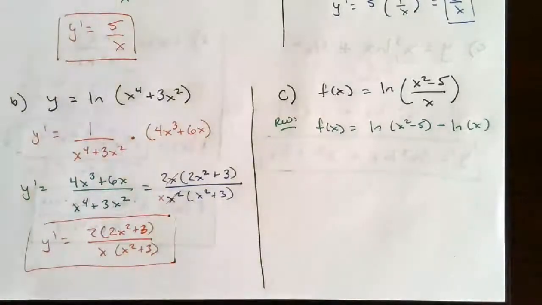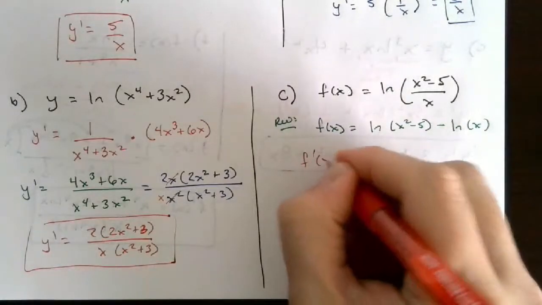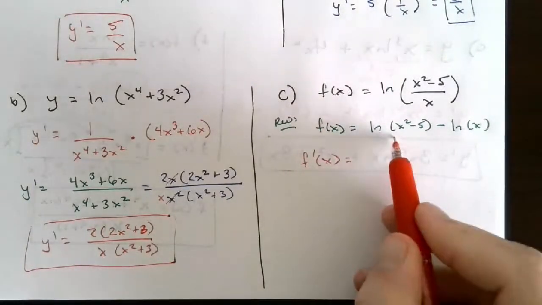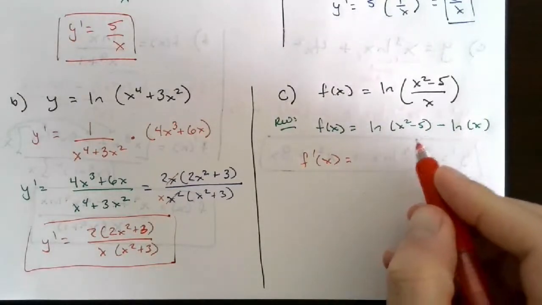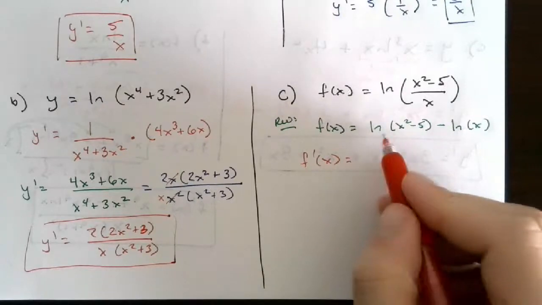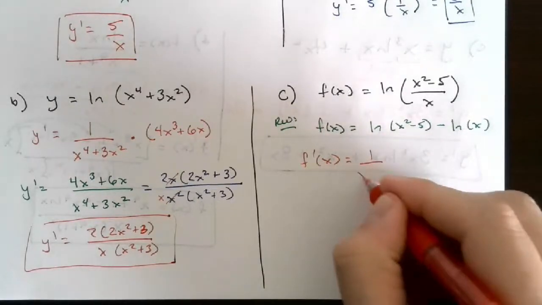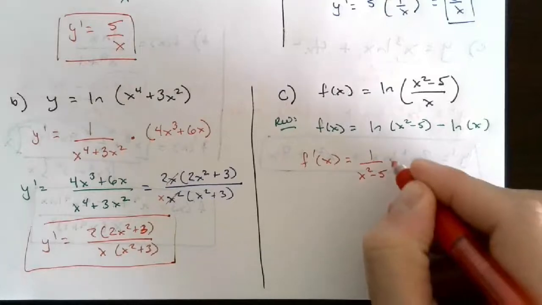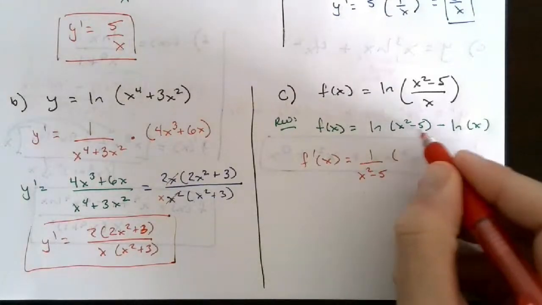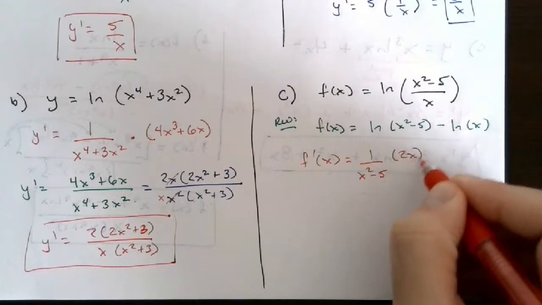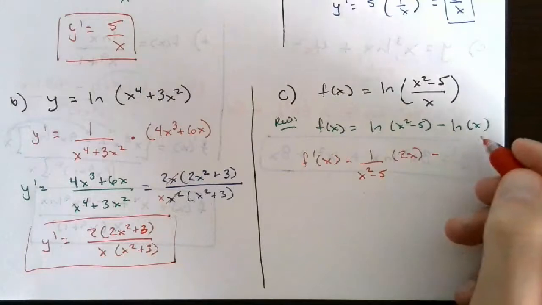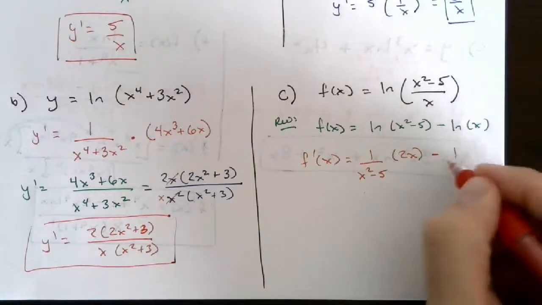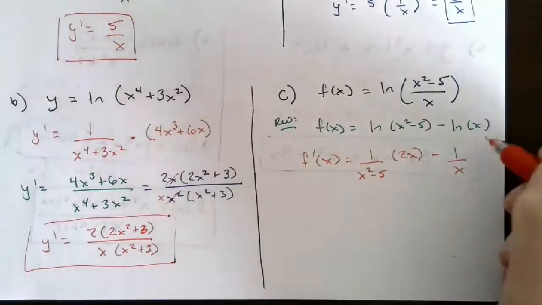Now I don't have to do that whole quotient rule part, because when I go to find f prime of x, I take the derivative term by term. The derivative of the first term, natural log of a function, still needs a chain rule for log. So it's 1 over x squared minus 5 times the derivative of the inside. The derivative of x squared minus 5 is 2x, so that's the chain rule being used for log on the first part, minus the derivative of natural log of x. The derivative of ln x is just 1 over x, so you don't have to do a chain rule because the argument is just x.